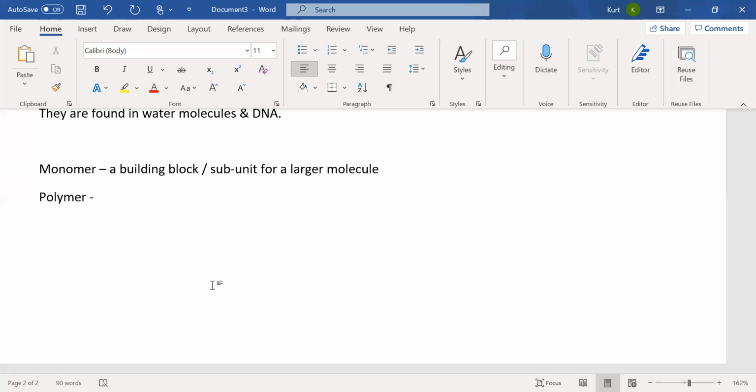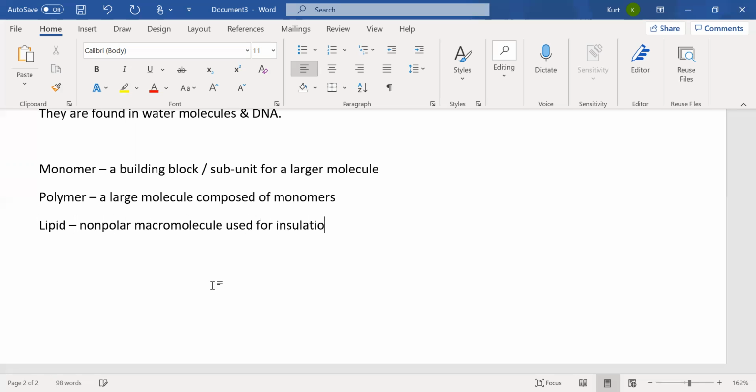Dan, what's a polymer? Let's say a large molecule composed of what? Right. A lipid. A lipid is a non-polar macromolecule used for insulation, long-term energy, and some hormones like testosterone and estrogen. Those are steroids.